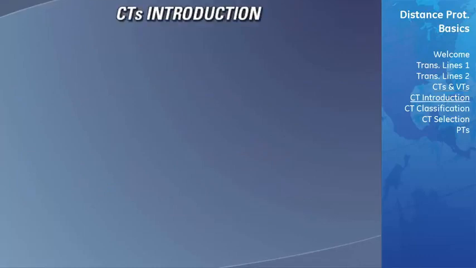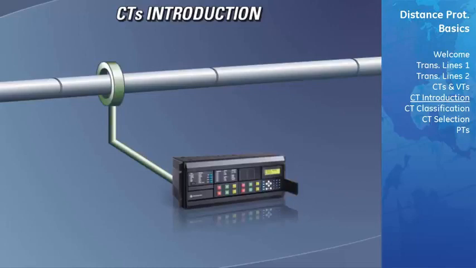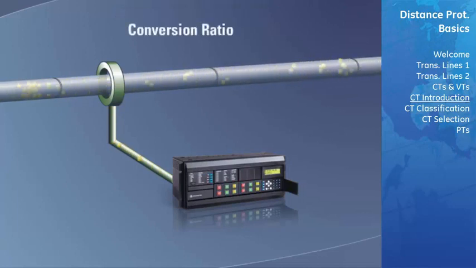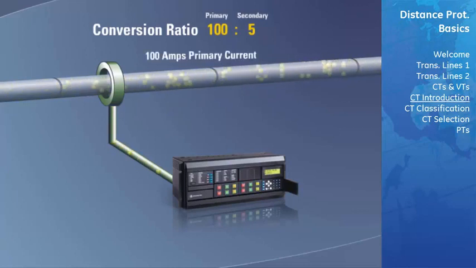CTs introduction. The function of a current transformer, or CT, is to take a current flowing through a wire or cable and step it down to a magnitude that a protective relay can measure. A primary characteristic of CTs is their conversion ratio. In this example, our conversion ratio is 100 to 5, meaning that if 100 amps are passed through the primary phase wire, the CT will scale this down to 5 amps and direct it to the relay via the secondary windings.